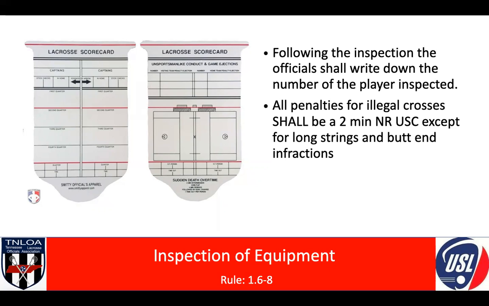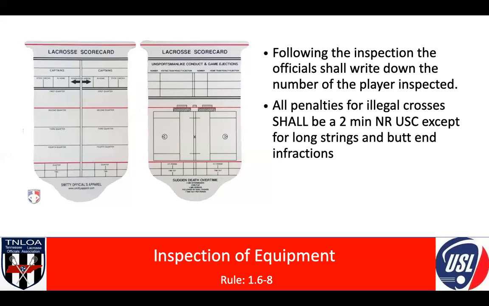The back of the card is if you find it to be illegal. Remember that all penalties for illegal crosses shall be a 2-minute non-releasable unsportsmanlike conduct, except for long strings and butt-end infractions. A long string or a butt-end infraction, if we catch it, we just tell him to fix it. If he doesn't fix it, then it becomes a penalty. But a deep pocket penalty, an illegal cross, illegal gloves, all of those are 2-minute non-releasable unsportsmanlike conduct plays. There's no more 1-minute deep pocket penalties and 3-minute illegal stick penalties.